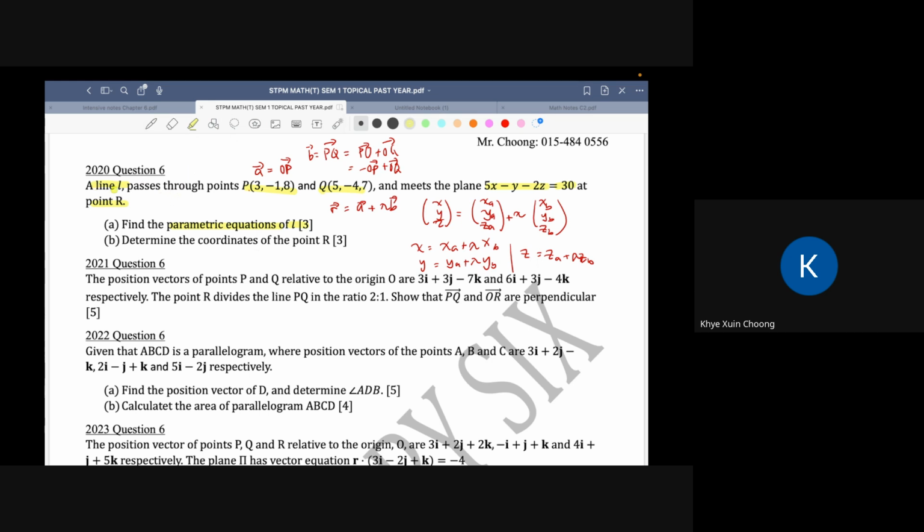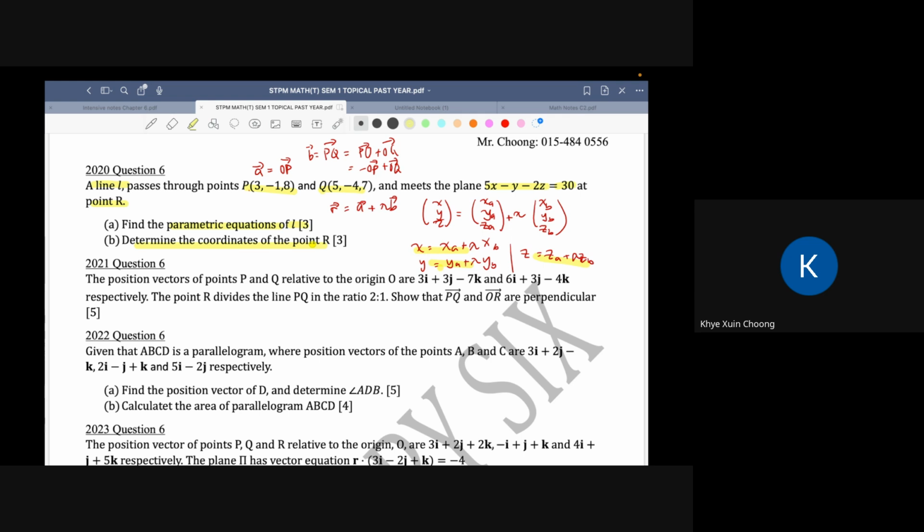Now it says that the line meets the plane at point R. So it actually wants you to find the intersection of the line and the plane. So you just sub the three parametric equations into the equation of the plane, the x, y, z. Then you solve for lambda. After you solve for lambda, you put this lambda back into the parametric equations of the line. So you got the lambda, right? You can solve for the x value, y value, z value. The x, y, z value is the coordinate of R.